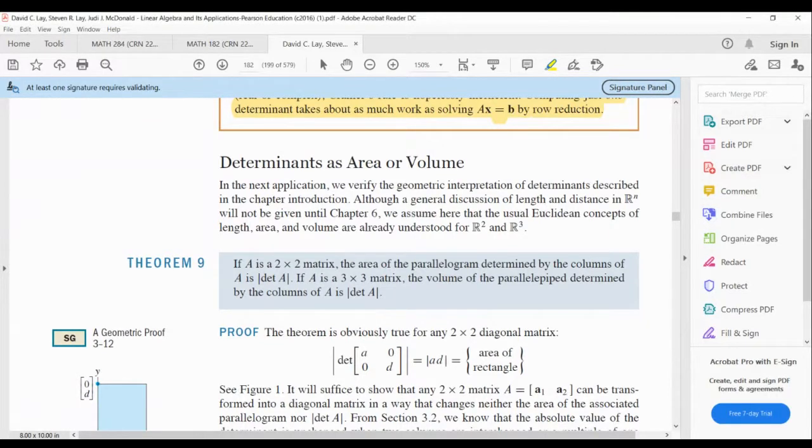So here we are actually going to learn that if you have a 2x2 matrix, in Theorem 9, then the area of the parallelogram determined by the columns of the matrix A is actually the absolute value of the determinant of A.